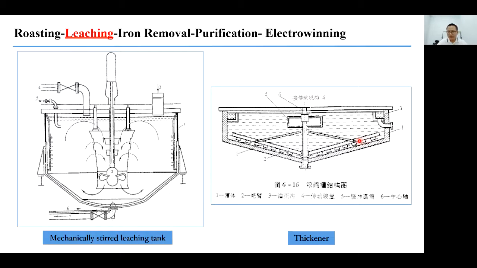The rake slowly moves and gets those solid particles enriched in this hole and collected. And the overflow of the solution can be further treated, sent to purification and electrowinning, or returned for the neutral leaching. So this is the equipment for leaching.